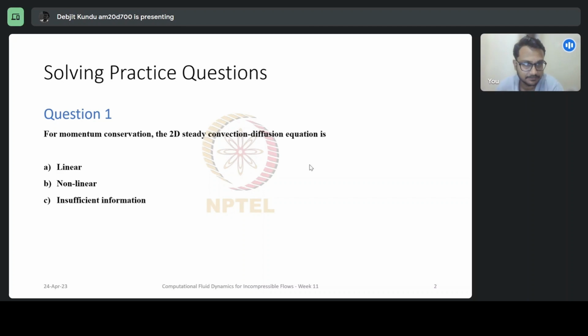So it's a very simple question to begin with. Read the question carefully and try to figure out the correct solution. For momentum conservation, the 2D steady convection diffusion equation is what? Is it linear? Is it non-linear? Or is there not sufficient information given in the question to determine whether it's linear or non-linear?